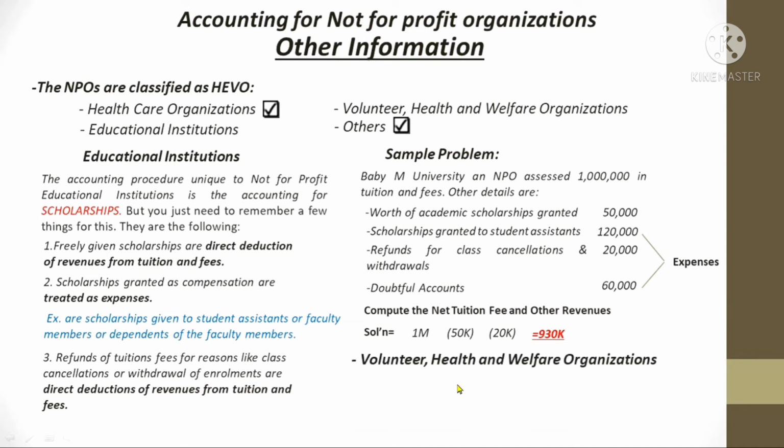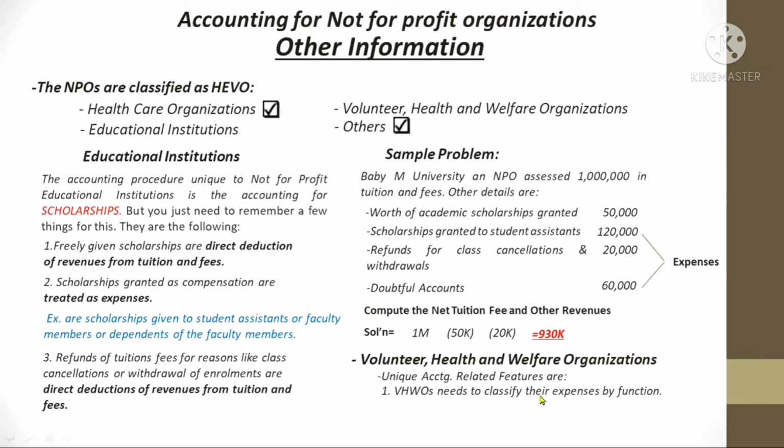Now let's have the last one: the voluntary health and welfare organizations. This type of NPO has only two accounting differences with other NPOs. I have already told you about the first one a couple of times, and that is VHWOs need to classify their expenses by function, not like the others who are just encouraged.